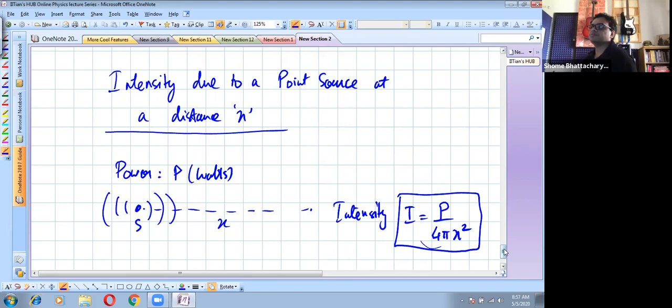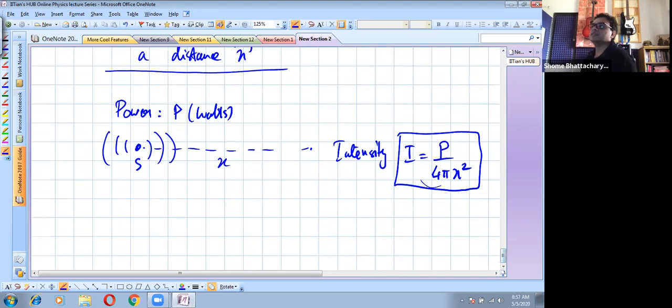So, at a distance x from the source, the power gets divided by 4 pi x square for intensity. Because basically, at a distance x, if you draw a spherical surface of radius x, every point on the surface receives an equal amount of intensity. The intensity becomes the total power emanated by the source divided by the total surface area, which is 4 pi x squared. So that is how we get this formula.